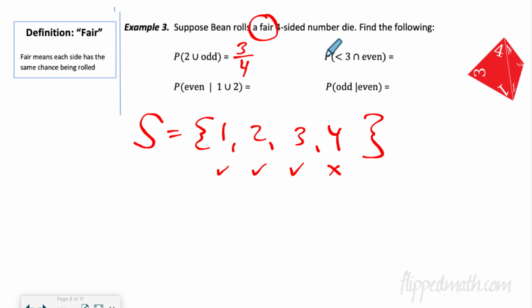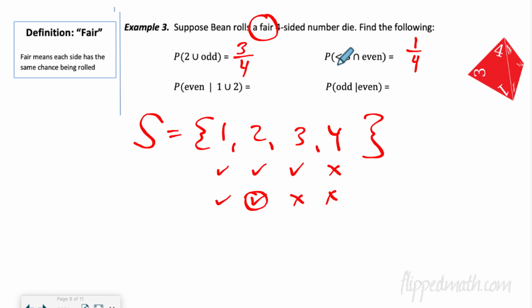The second one here, the probability it's less than 3 and it's even. All right, let's do this again. Is this less than 3? Yes. Is this less than 3? Yes. Is this less than 3? No. Is this less than 3? No. Okay. And it has to be even. So which one of these are even? So notice how this is a little different than or. This is the only one that's even. It's both. It's less than 3 and even. So there's only one option here out of the 4 that is less than 3 and even.